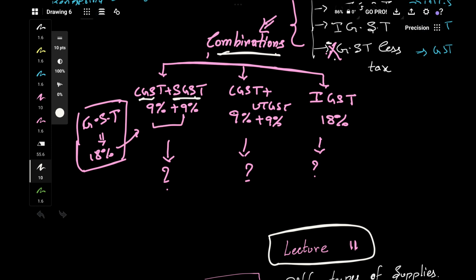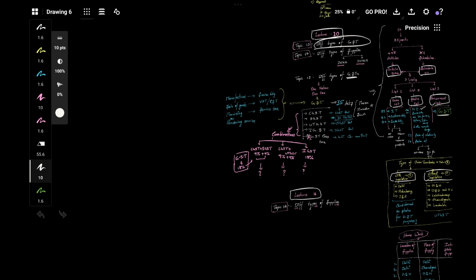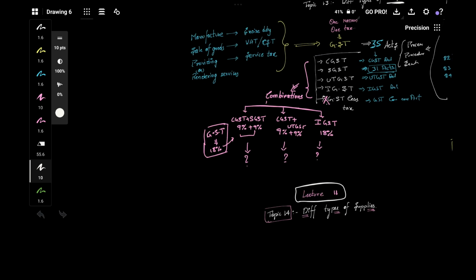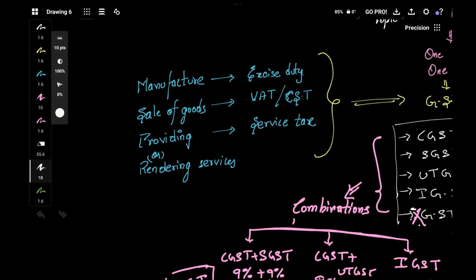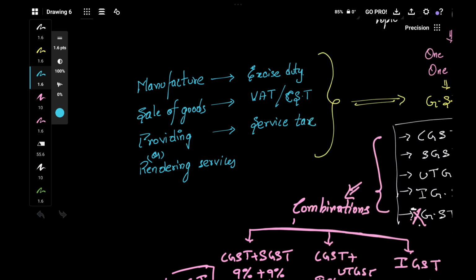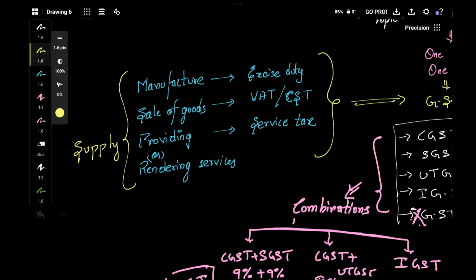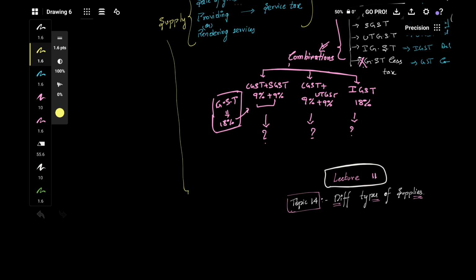What are the different types of supplies? So we have come into the supply topic now. We have learned this earlier: manufacture, sale of goods and providing of services, excise duty, VAT and service tax. In spite of calling all these things manufacture, sale of goods and rendering of service, we call it by a single word in GST. That is nothing but supply. That's what we are discussing today.